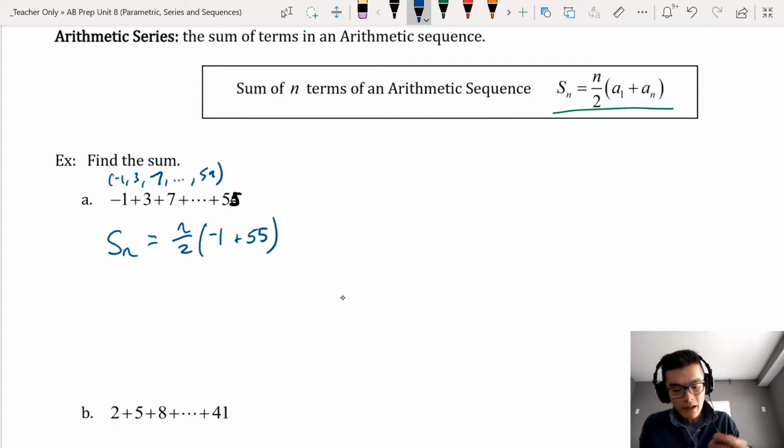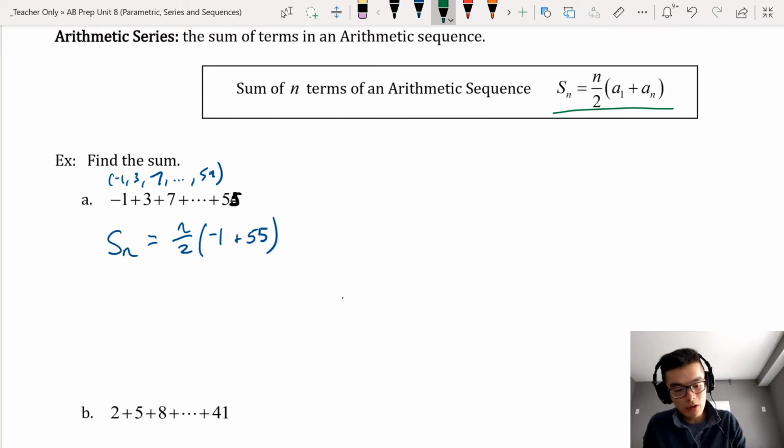Cool. So we can't solve this because we got too many variables. We don't know the sum of all the numbers, because that's eventually what we want to know. But we also don't know how many terms there are. 55, is it the 8th term? Is it the 15th term? And no, you're not going to sit there and count. You can do it if you want to, just to check, but we're not going to because we got better things to do with our time.